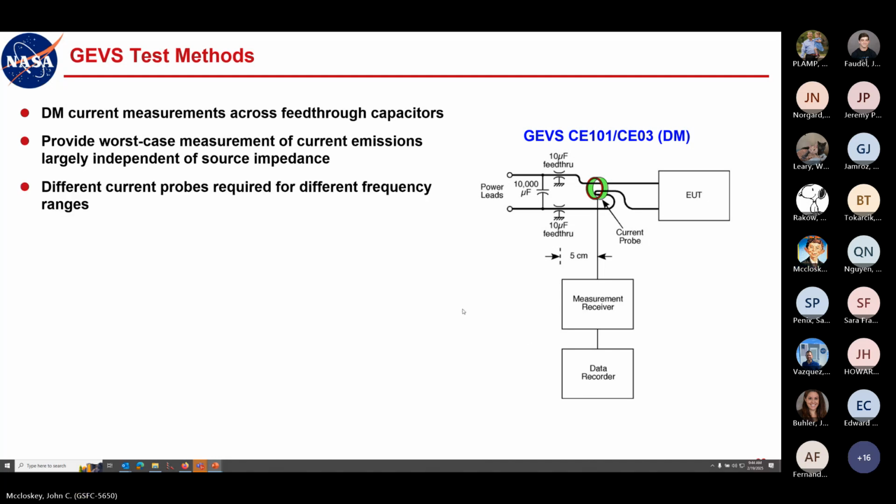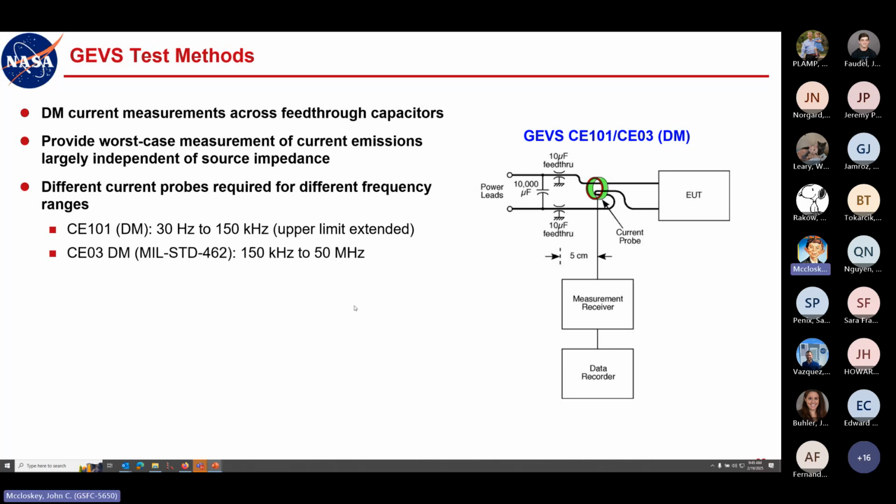So different current probes are required for different frequency ranges, but otherwise the methods are identical, right? The same basic setup holds here. So for CE 101 differential mode, we extend the upper limit to 150 kilohertz. And then CE03 from Mil Standard 462 is what we generally apply in the higher frequency range, from 150 kilohertz to 50 megahertz.